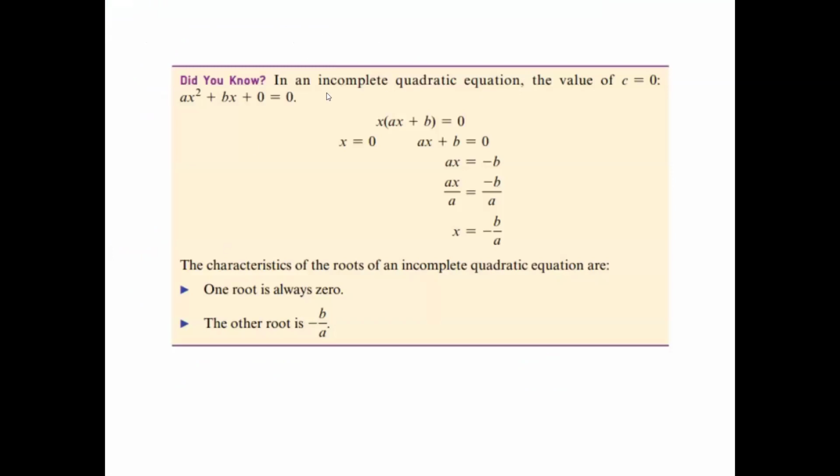So, some tip. In an incomplete quadratic equation, the value of c is 0. So that's what it is, and basically that's what we did. One root is always 0. The other root is minus b over a.